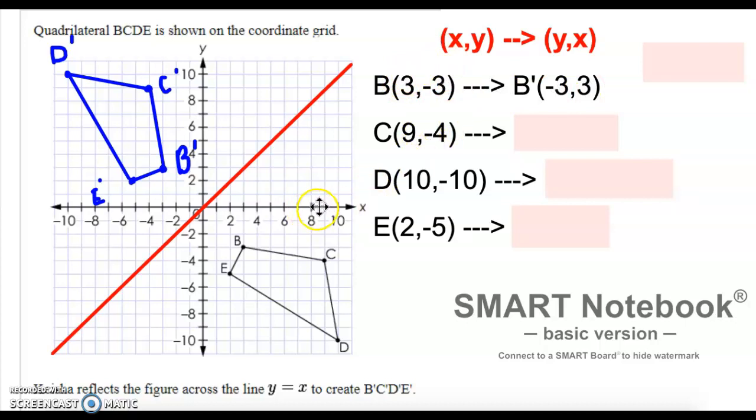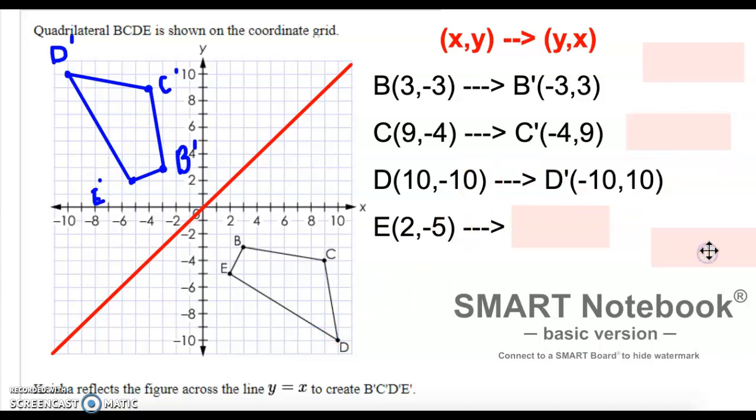Point C has the original coordinates of (9, -4), which means C prime is going to be located at (-4, 9). Again, just following our rule for transforming a figure over the line y equals x. Point D has the coordinates (10, -10) in our original quadrilateral, which means when we reflect it over the line y equals x, D prime is going to have the coordinates (-10, 10).